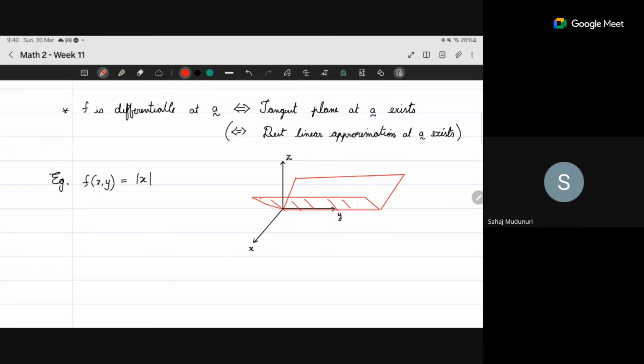So it's like this and this. It's like a mod x on the xz plane, which is extended in the y direction as it is. Think of it that way. Now, at any point on the y-axis, does the tangent plane exist?